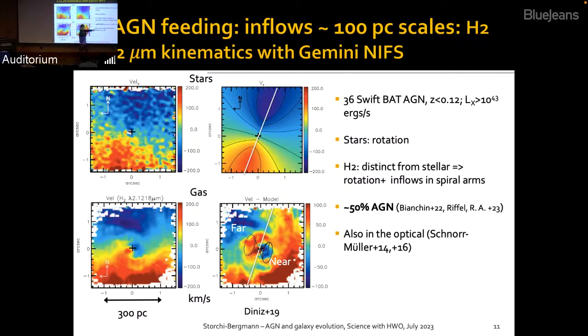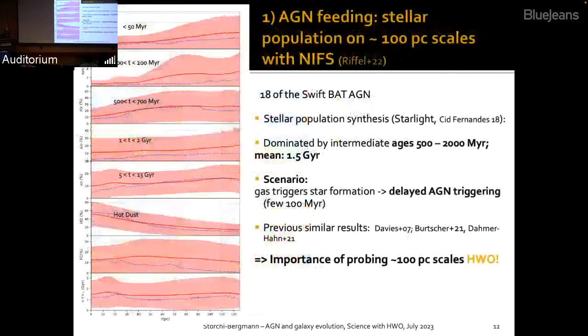And we found also inflows in spirals, nuclear spirals, at 100 parsec scales, also in the optical in a few sources. Okay. And then we also used these data cubes in the near infrared. In half of the sample, we could perform stellar population synthesis from the stellar spectra. And the results are these average gradients that we found for different ages of the stellar population, 50 mega years, 100 to 200, 500 to 700, etc. Hot dust also. So these would be gradients of the stellar population contribution at 2.11 to 2.12 microns.